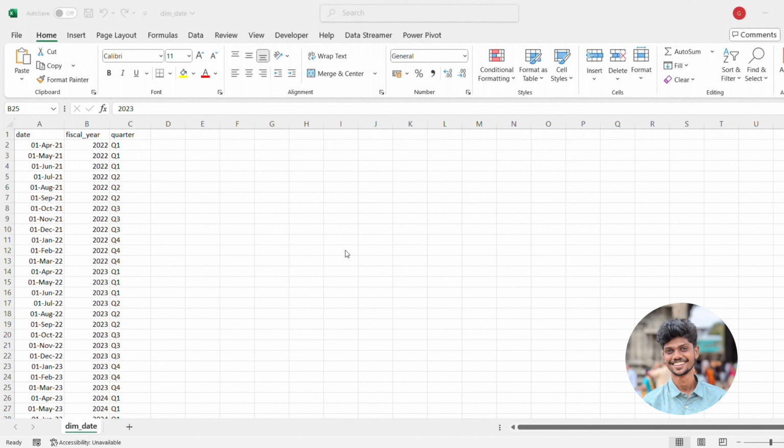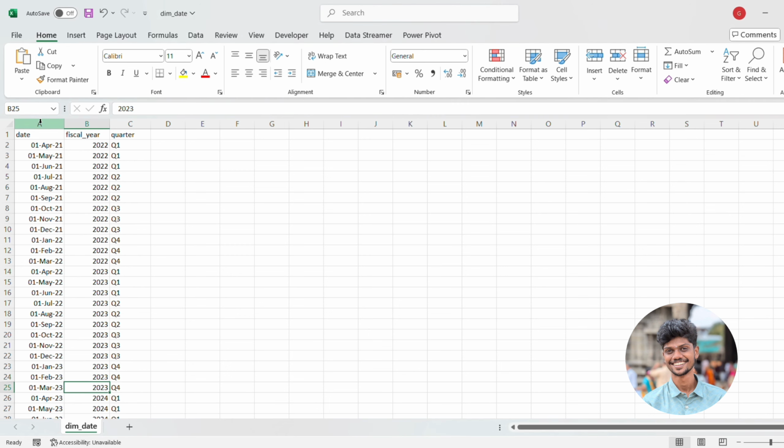So I have opened the date table in Excel. Let's walk through the columns together. We are going to understand a small but powerful table, date. It holds key time-based fields like date, fiscal year and quarter. But most importantly, we will break down a real-world business concept that many people skip, the fiscal year.